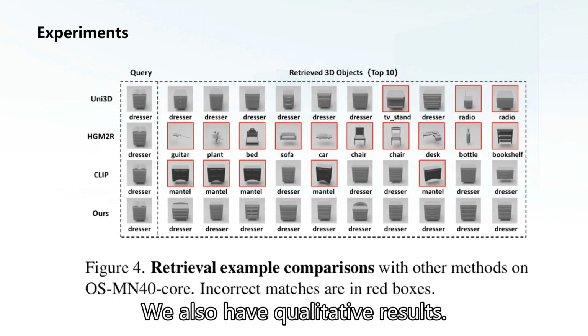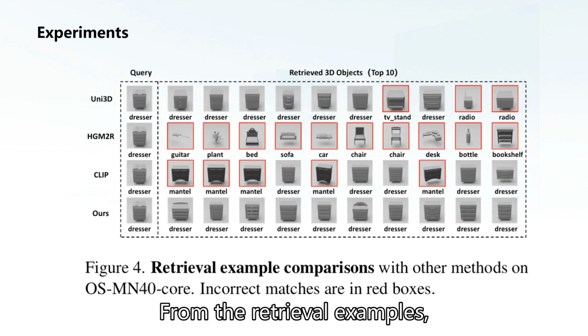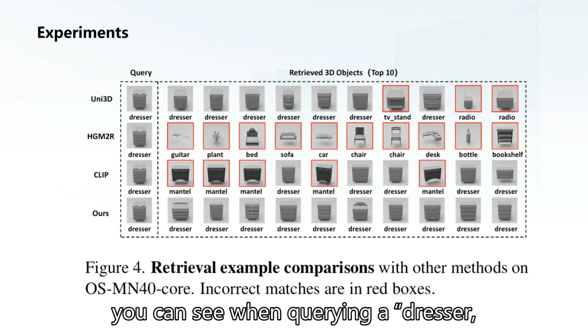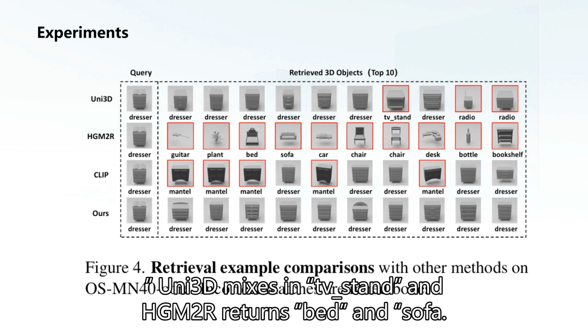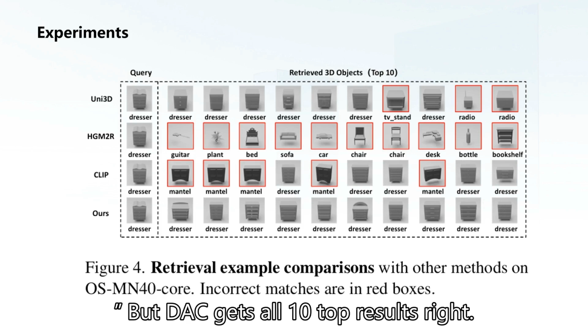We also have qualitative results. From the retrieval examples, you can see when querying a dresser, Uni3D mixes in TV stand, and HGM2R returns bed and sofa. But DAC gets all 10 top results right.